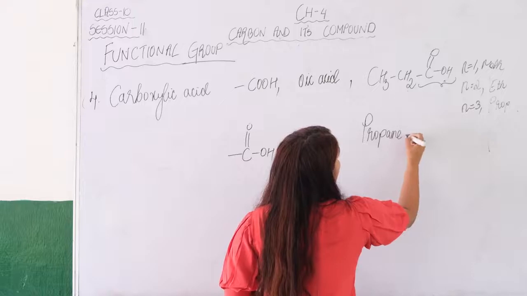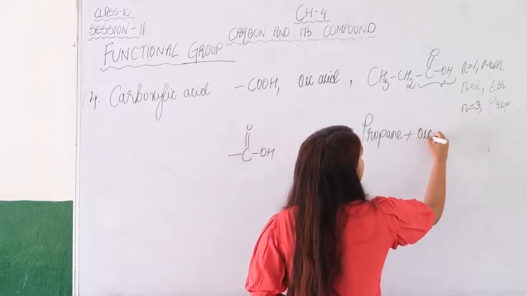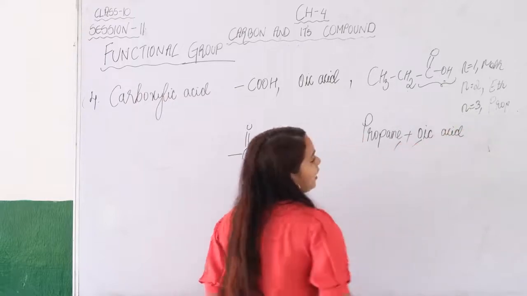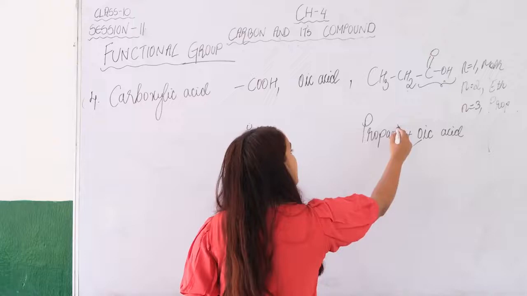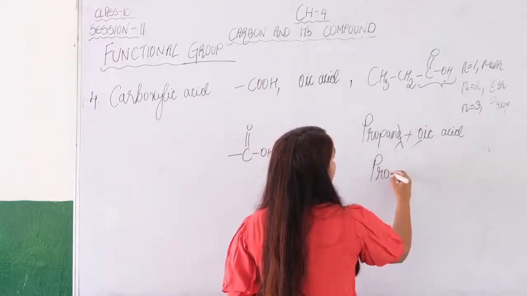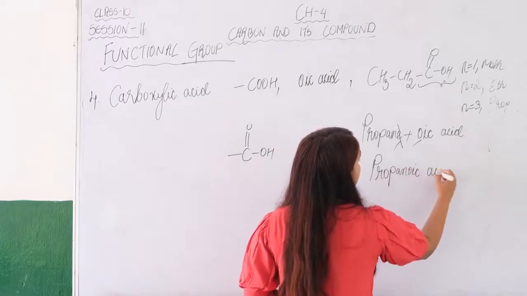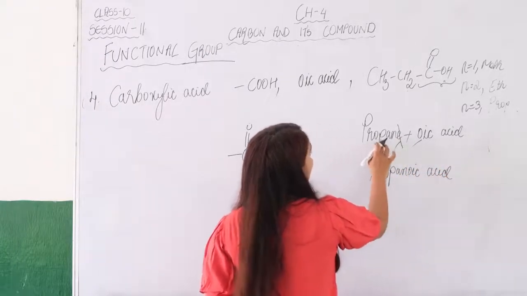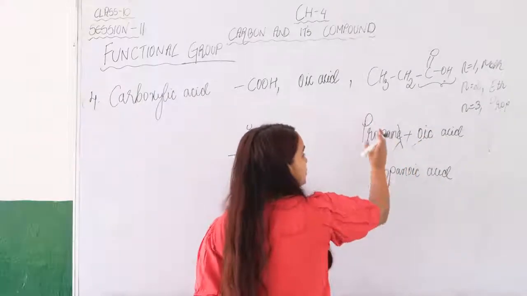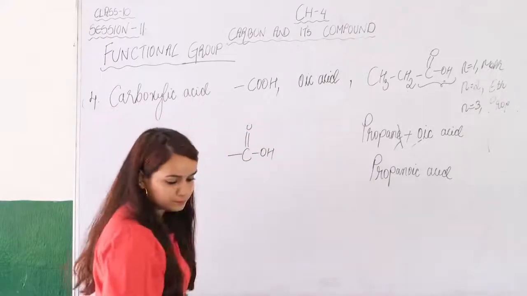Propane group. What is the suffix for the functional group? It is oic acid. Now you see this and this both are vowels. So this vowel of the alkane needs to be omitted. So what will be the name of the compound? Propanoic acid. PROPAN from the alkane, OIC from the functional group. So we get the name as propanoic acid.